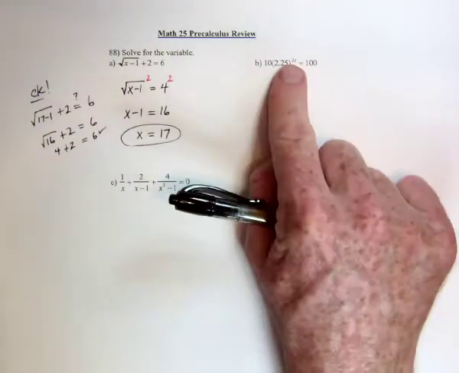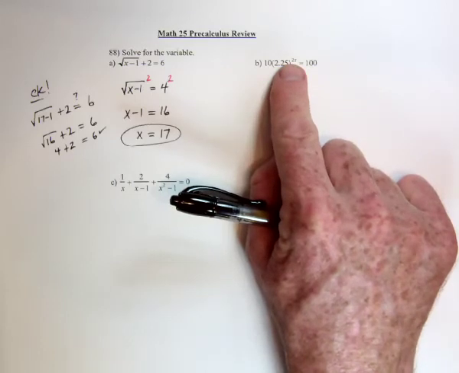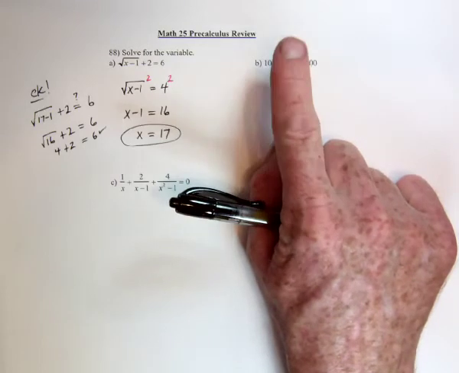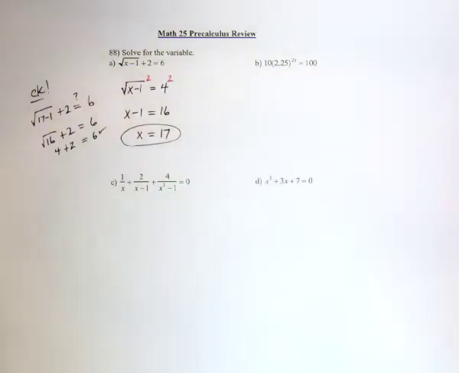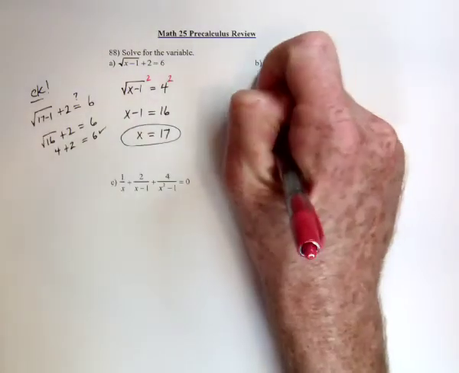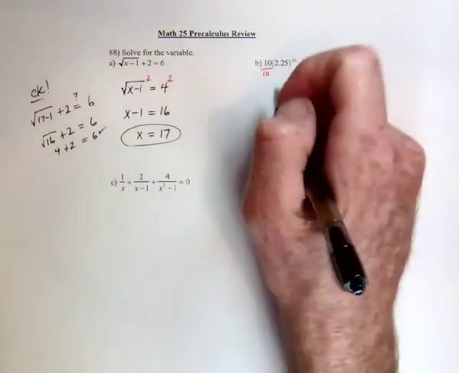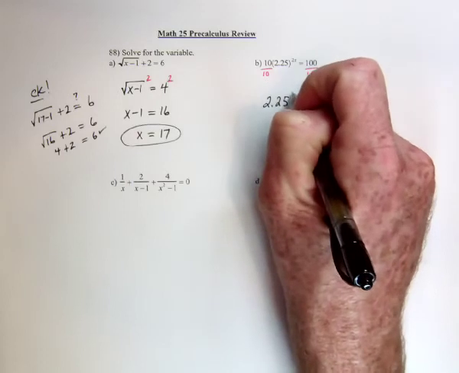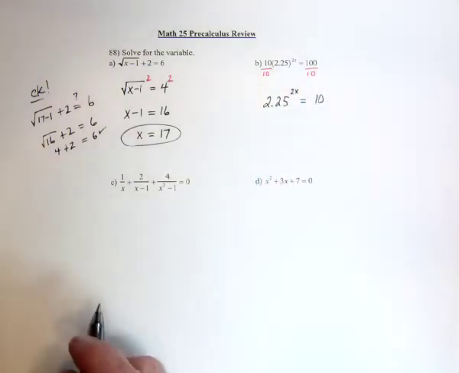Over here, we're solving for an exponent. In order to do that, you have to use logarithms. So the first thing to do is we need to isolate the base, or in other words, get rid of this 10. So start by dividing both sides by 10, and we'd have 2.25 raised to the 2x is equal to 10 on the right-hand side.